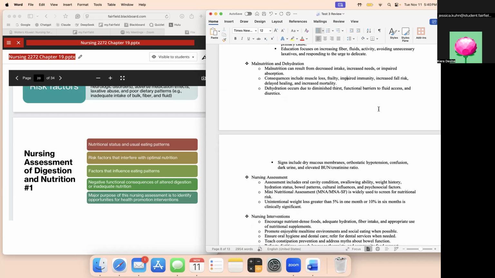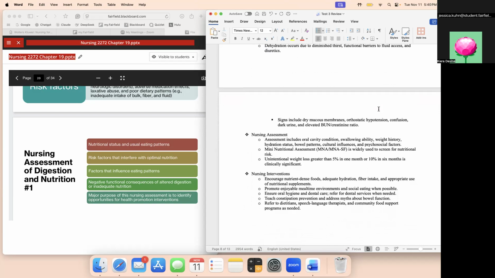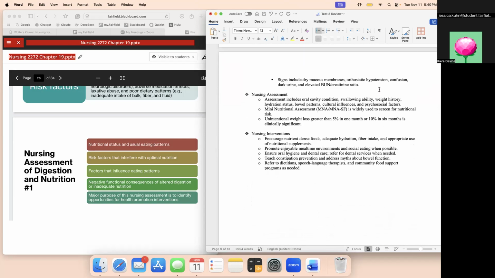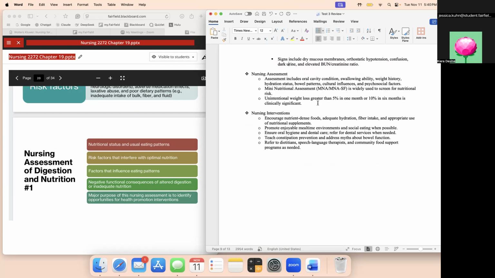Dehydration occurs due to diminished thirst receptors and functional barriers to fluid access, and also the use of diuretics. These are the signs and symptoms you're going to look at. The first ones you're going to notice, honestly, might be the lab work, but looking at the dry mucosa, orthostatic hypotension, confusion, and dark urine.